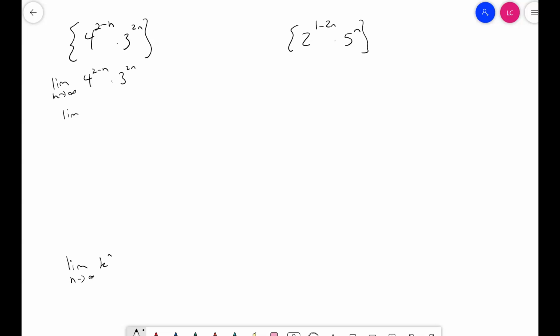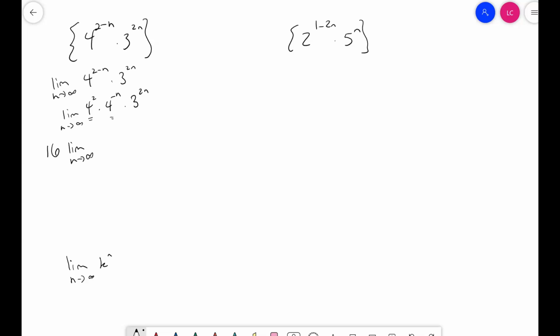So k to the n. What number to the n do I have here? This can be rewritten as 4 squared times 4 to the negative n times 3 to the 2n, right? So 4 squared, that's just 16. I'm just going to pull it straight outside the limit.